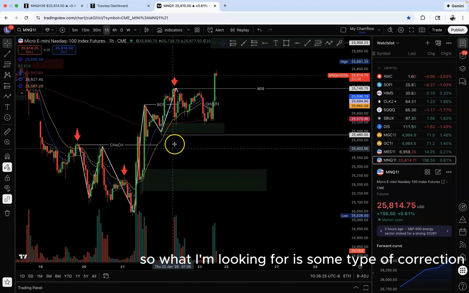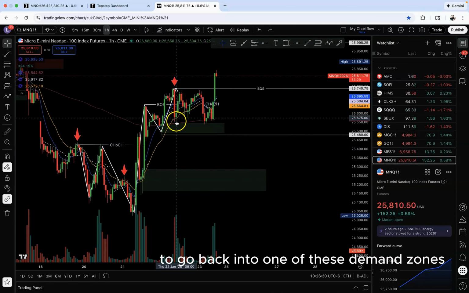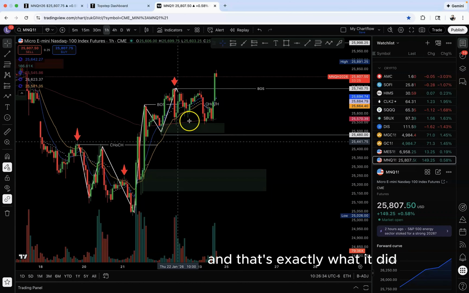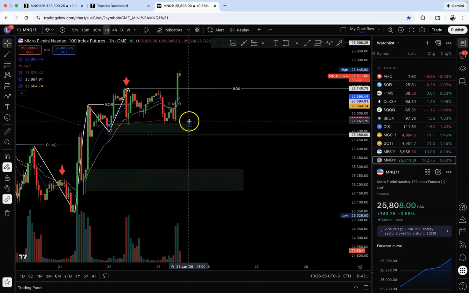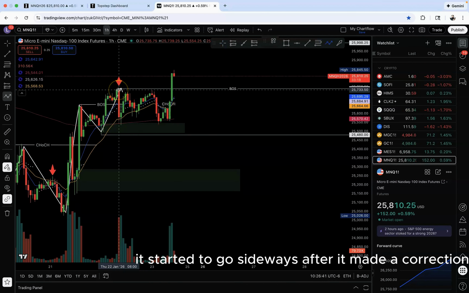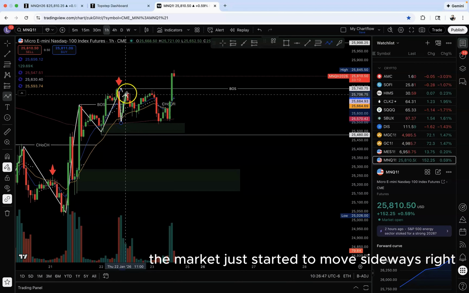So what I'm looking for is some type of correction for the market to go back into one of these demand zones so I can go for an entry. And that's exactly what it did. The market started to do something interesting. It started to go sideways. After it made a correction and tapped into this demand zone the other day, the market just started to move sideways.